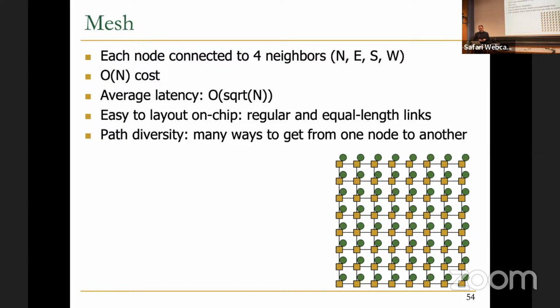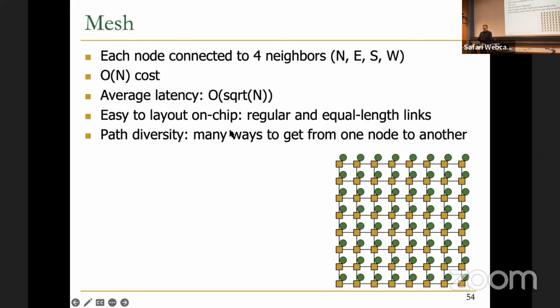So this is mesh. Each node is connected to 4 neighbors, in most of the nodes. There are some nodes that don't have 4 neighbors, as you can see. And when you talk about mesh, you always use this north, east, south, and west direction. So up is considered as north, as you can imagine, and then west, east, and south. Cost is O(N), and average latency is O(square root of N), essentially, as we discussed also in the past.